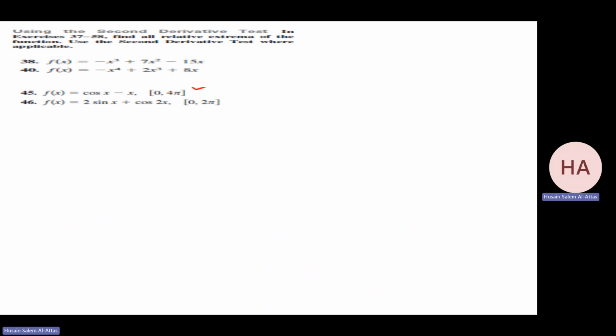Okay, now he's asking about the second derivative test. I want to do the second derivative test to find the relative maximum and relative minimum. So I need to find the critical numbers, where f prime equals 0, and then I will do the calculations. Then I will check if f double prime is positive or negative. If it is 0, the test fails, and I will not do it.